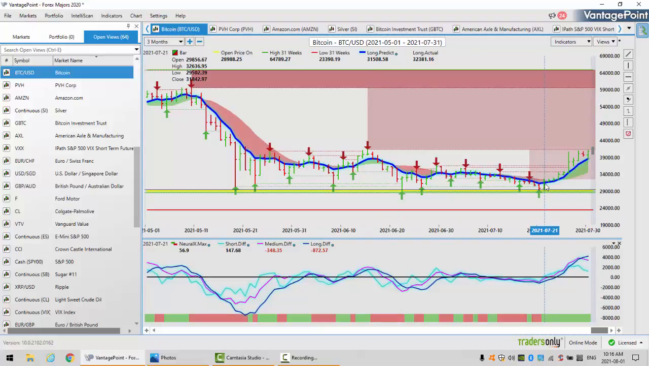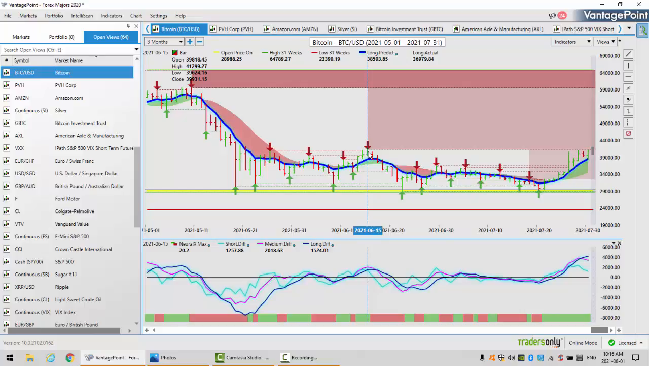This move actually started on July the 21st when we closed above that VP blue line, that very powerful predicted moving average. Our predicted differences were starting to rise. We had a solid neural index. Here's the problem this week, guys. We should expect some type of dollar strength because it's a repetitive pattern that's been identified.